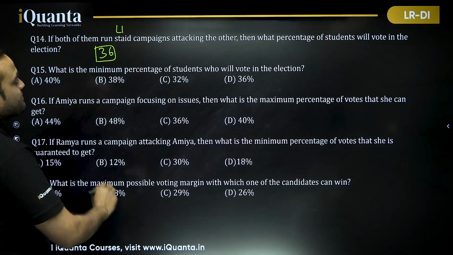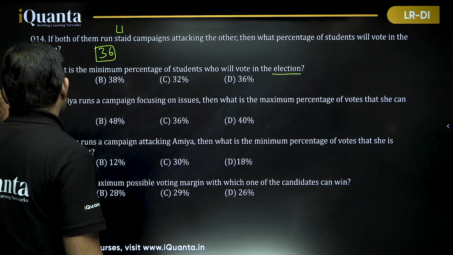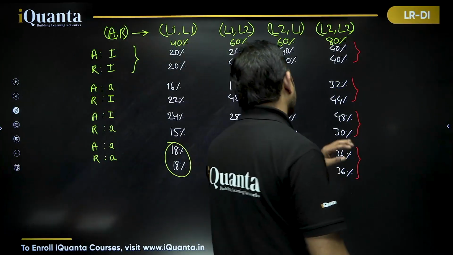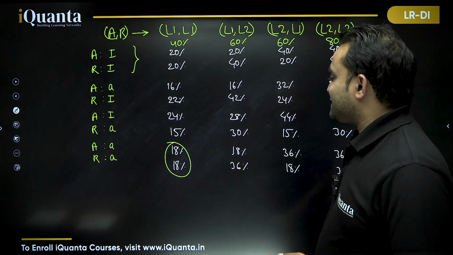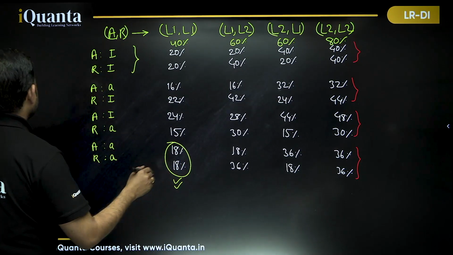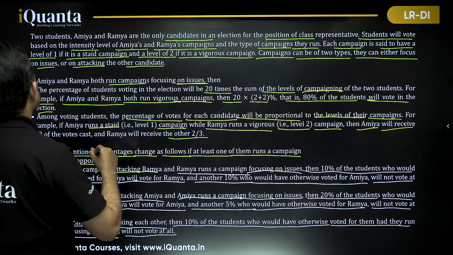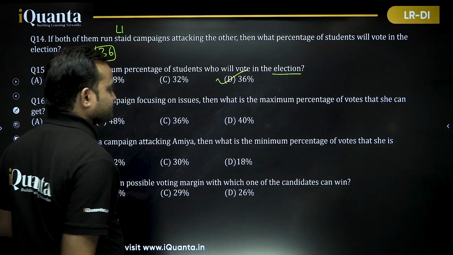What is the minimum percentage of students who will vote in the election? Now this was a little bit checking all the values. So if you look quickly, you will see that this value is the least again. So 18 plus 18, 36% will be our answer. So answer is option D.